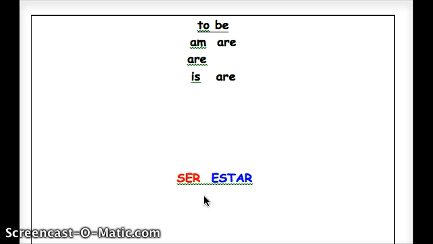Well, in Spanish, there's two different ways to say I am. There's two different ways to say we are. One verb that means to be is ser, and the other verb that means to be is estar.